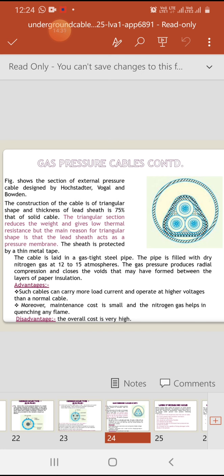These kinds of cables can carry more load currents and operate at higher voltages than the normal cables. The maintenance cost is small, and the nitrogen gas helps in quenching any kind of flame when I am talking about the gas pressure cables. But the disadvantage of a gas pressure cable is that the overall cost of gas pressure cable is very high.